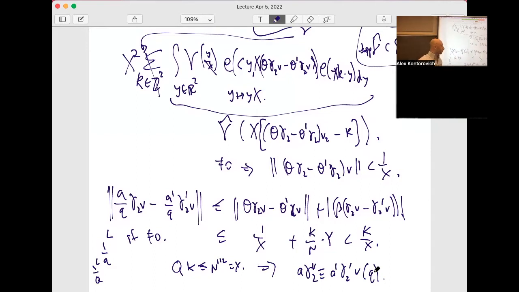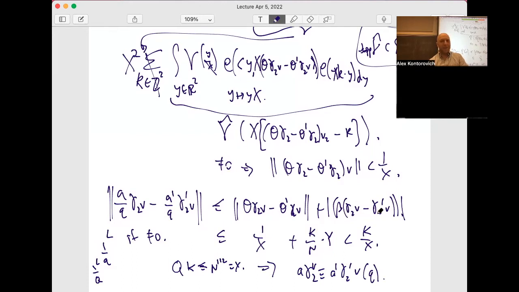And this lattice distance business, we're able to apply it because we did the Poisson summation. The Poisson summation got us into the position of the distance to the nearest integer of this difference being at most 1 over x. And then we remember what theta is. It's a over q, and theta prime is a prime over q plus beta.